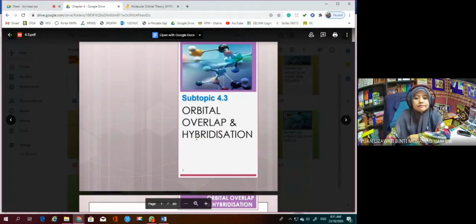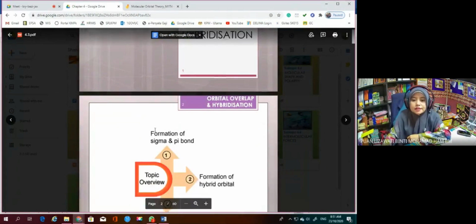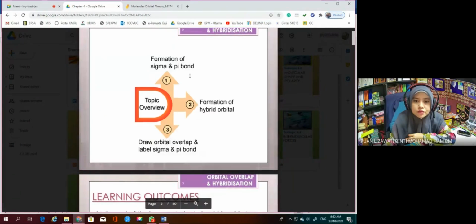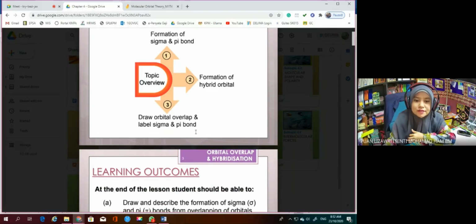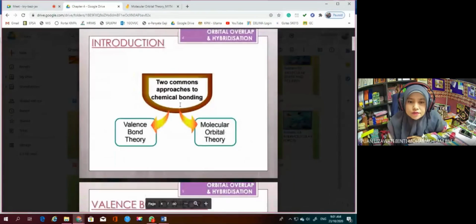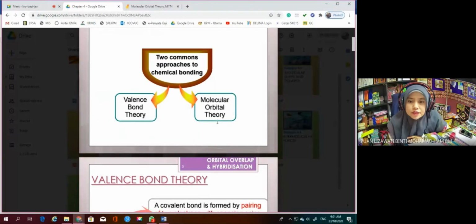Orbital overlap and hybridization. First of all, you have to know how the sigma and the pi bond is formed. Second is how to form hybrid orbitals, and then how to draw the orbital overlap. First of all, we have two approaches, two theories. First is valence bond theory, and then molecular orbital theory.